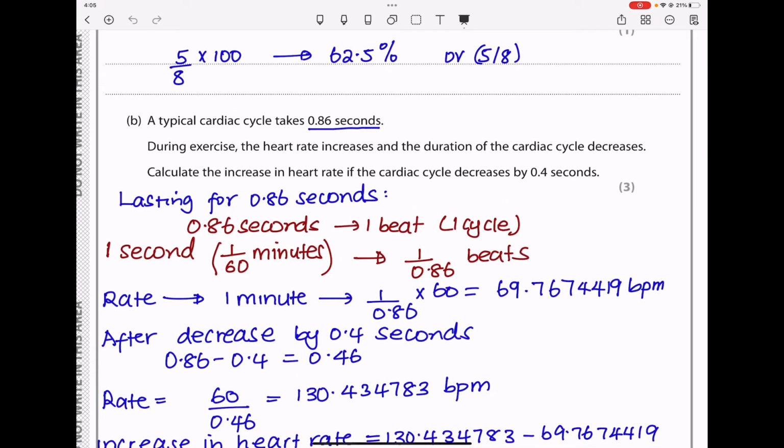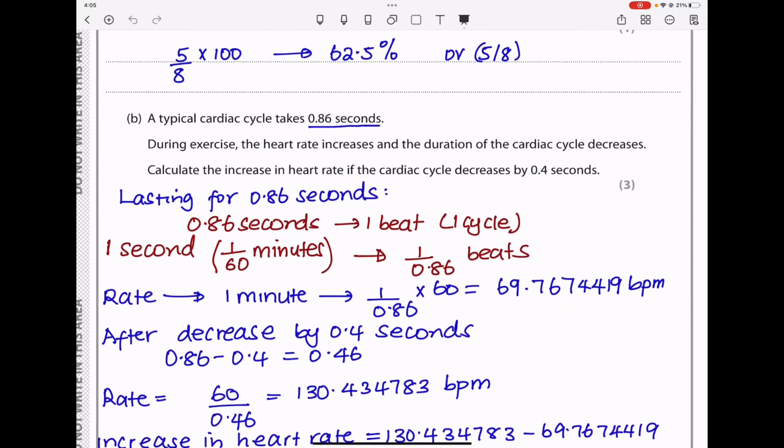So here I calculated first for when the cardiac cycle lasts 0.86 seconds. I said in 0.86 seconds we have 1 beat, which is 1 cycle. And therefore in 1 second, which is 1/60 of a minute, we will have 1 divided by 0.86. And in 1 minute, we will have that times 60, which gives us that. That is going to be the heart rate.